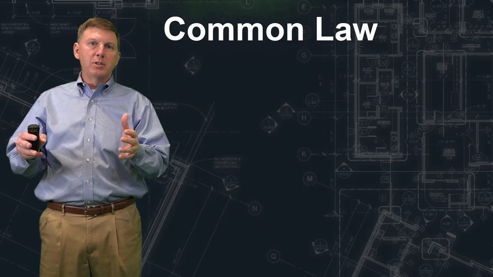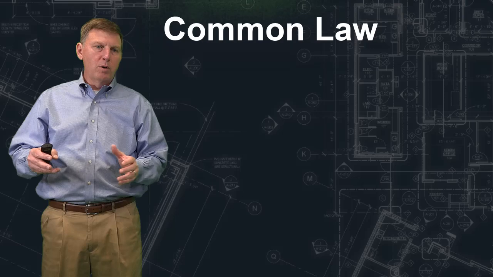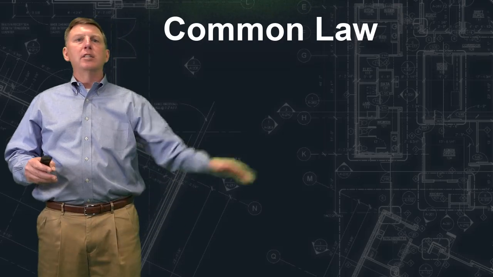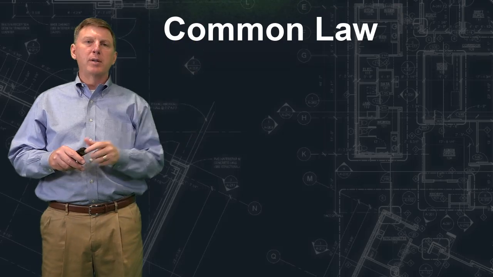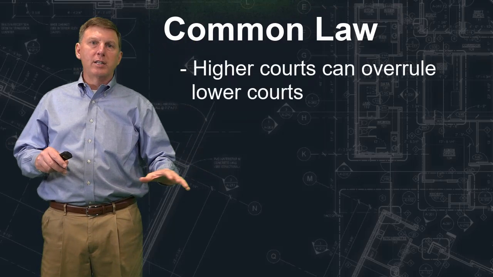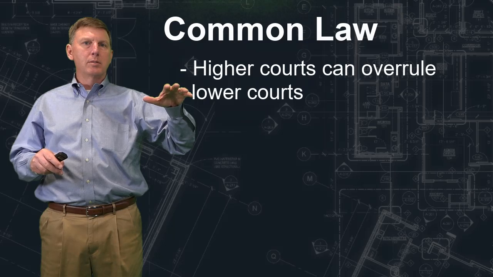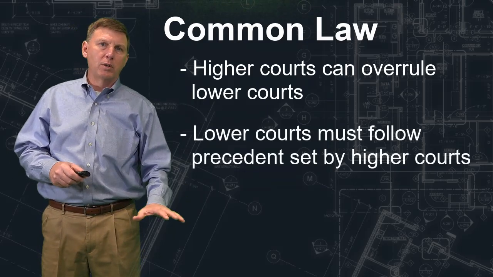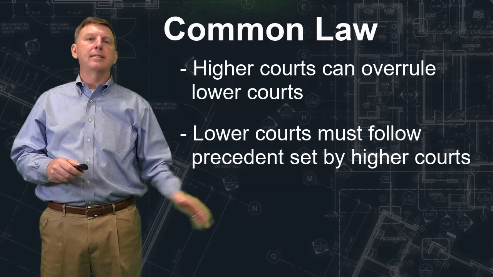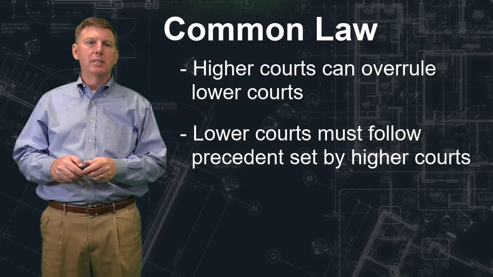You know about the appeals process. I'm sure you've heard that word before, where a lower court makes a decision, then it moves up to a higher court, and so on. You can go all the way up to the Supreme Court. Well, a higher court can always overrule a lower court, but a lower court cannot overrule a higher court. In fact, lower courts are supposed to follow the precedent set by a higher court.